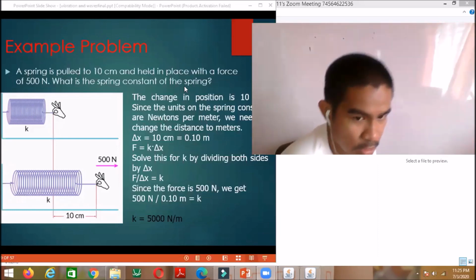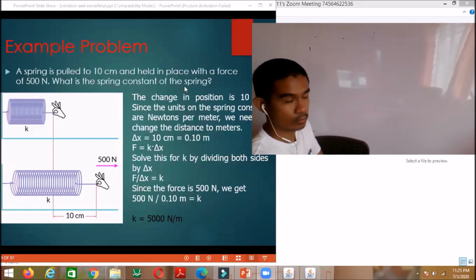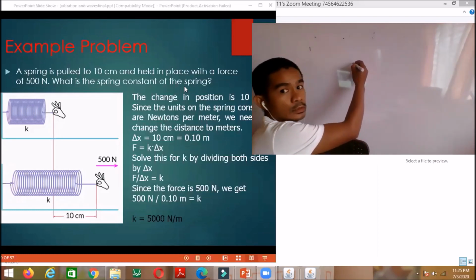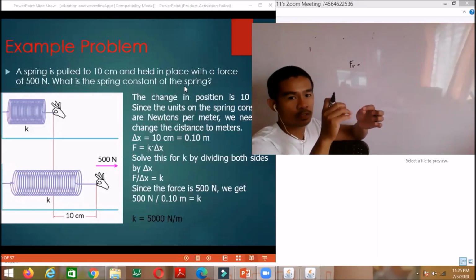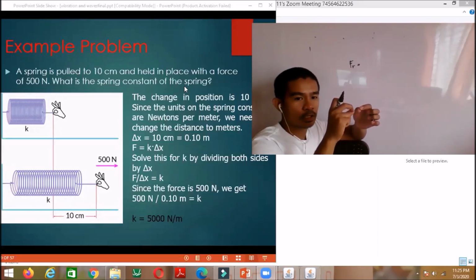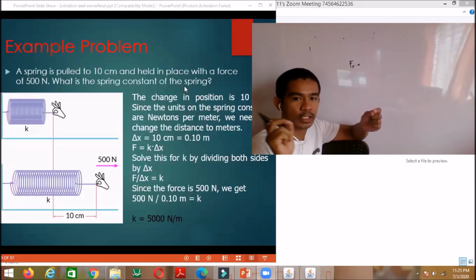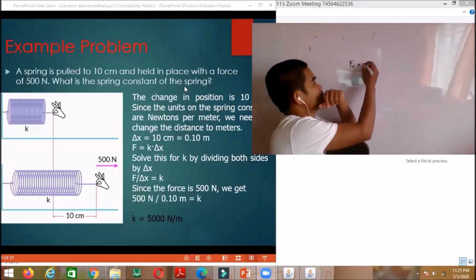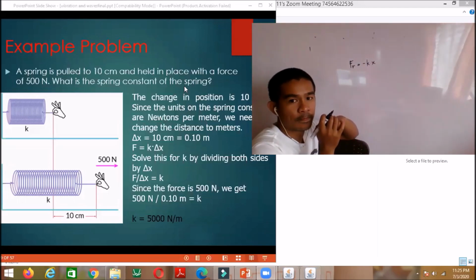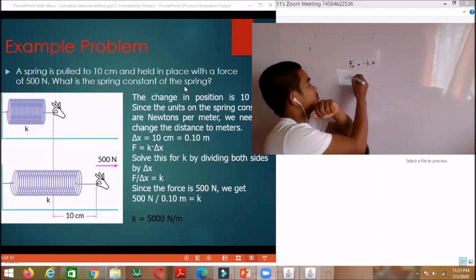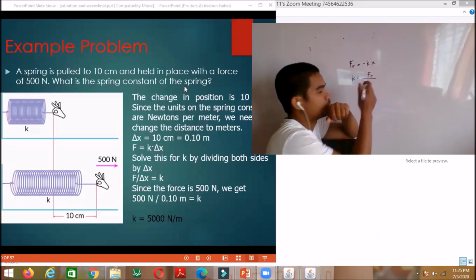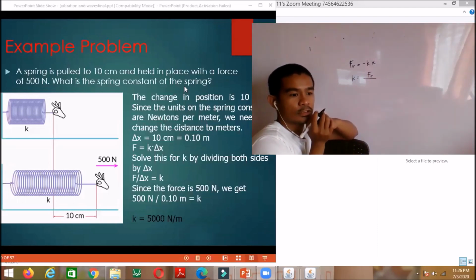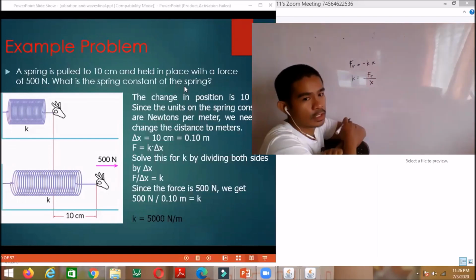So remember this. F of R, the restoring force: the applied force and the restoring force are equal. So if that is the applied force to stretch the spring, then that will be the restoring force, negative K X. All right. So we will look for the equation of the spring constant K. K equals F of R, the restoring force, over the displacement X.